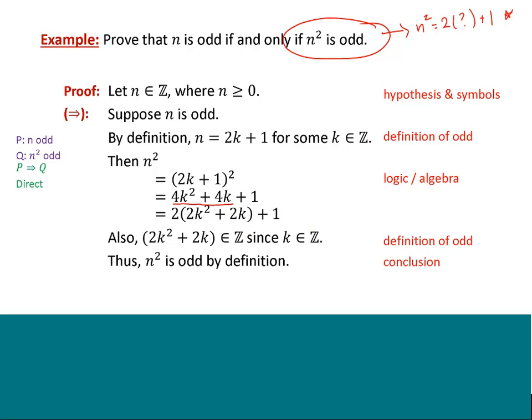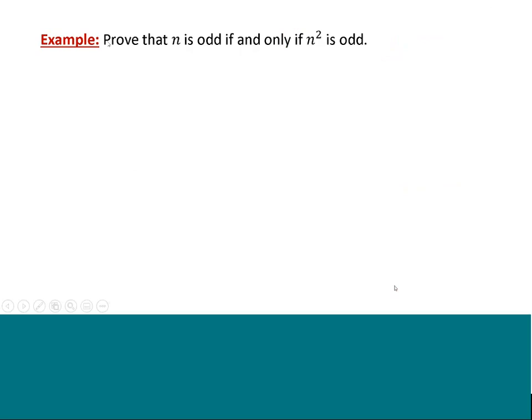But for this direction, are you guys comfortable with what we did? All right, I'm getting a couple affirmatives, so let us move on to the other direction. So the other direction is, instead of starting at n is odd, we're going to start with n squared is odd. Okay? So same initial statement, n is odd if and only if n squared is odd, but now we're going in the opposite direction.